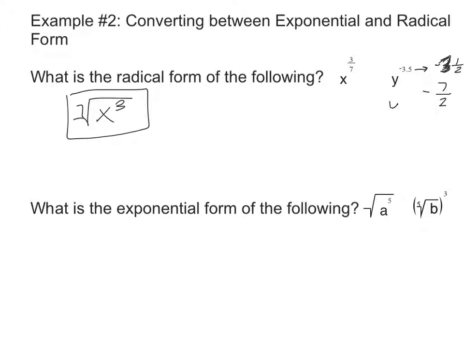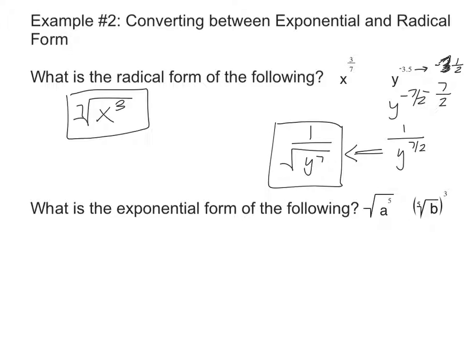Instead of this being y to the negative 7/2, we're going to rewrite this as 1 over y to the positive 7/2. Okay, and then that 7/2, remember the numerator is the power, the denominator is the root, so this is really going to equal 1 over the square root of y to the 7th. Okay, so again, the first step we did was change the decimal to a fraction, specifically a mixed number. Then we changed that mixed number to an improper fraction, okay, and then we rewrote.